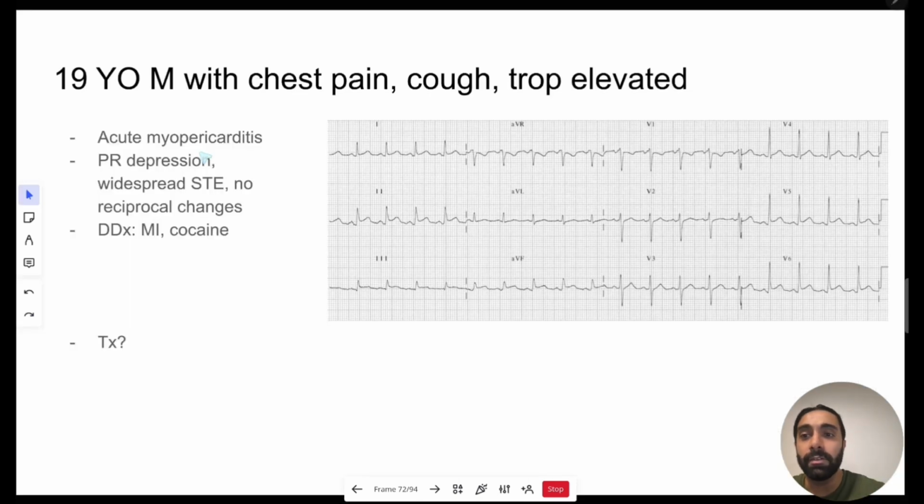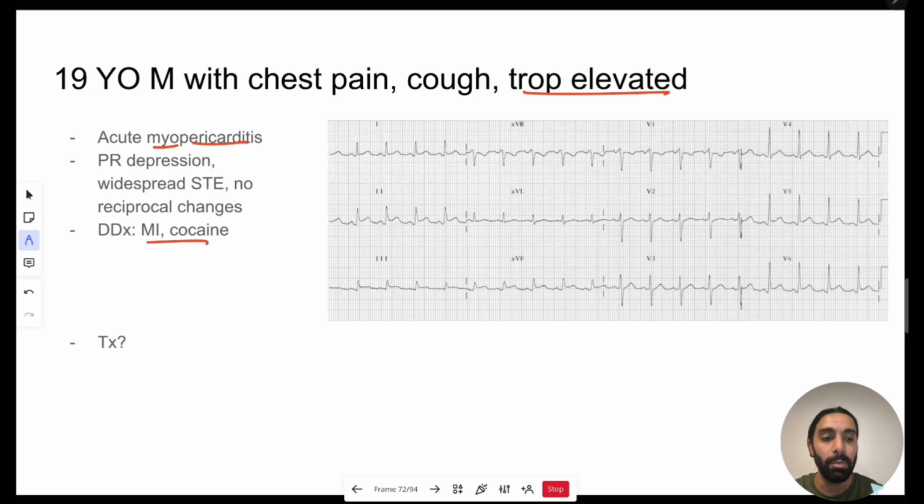So not only does this patient have pericarditis, they have myocarditis because the troponin is elevated. So it's acute myopericarditis. The PR depression and ST elevation are usually from the pericarditis, and the troponin elevations from the myocarditis. You always want to keep the differential of MI or cocaine overdose on, especially in a young patient like this. But it's neither of those. This patient doesn't have MI or cocaine use.